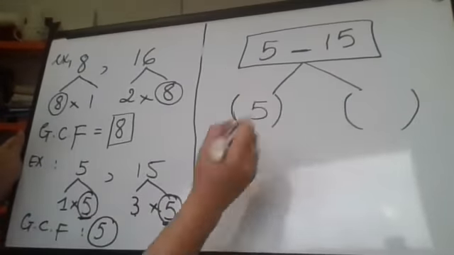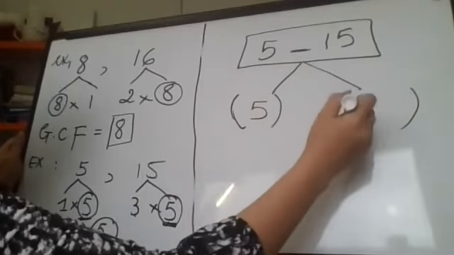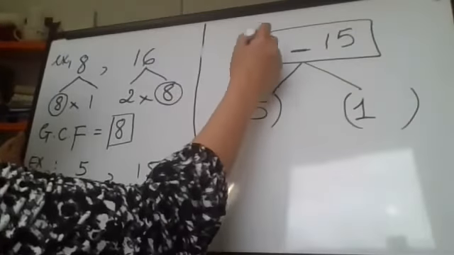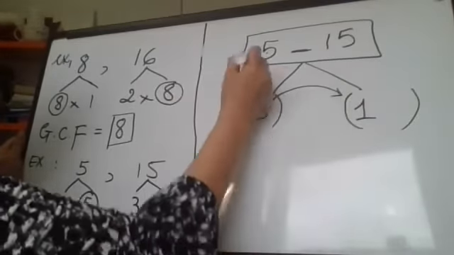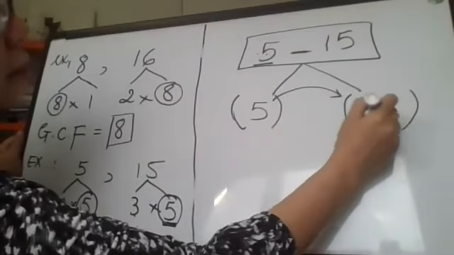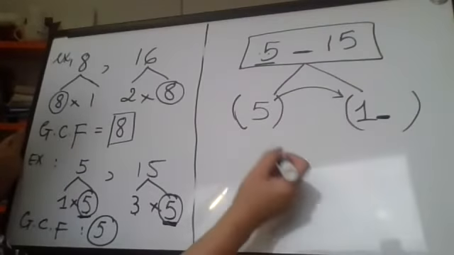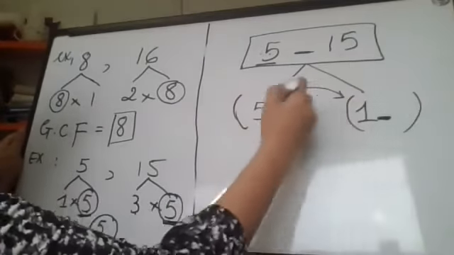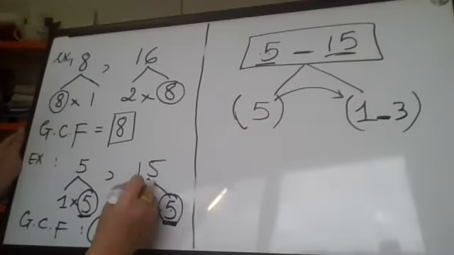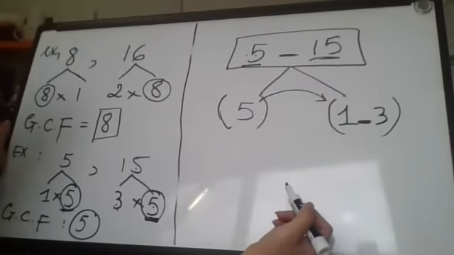So I'm going to put in here 5. Now, what number do I put in here, when I multiply this, I should get back the same 5? Of course, it's 1, right? So 5 times 1 is 5. Now, I'm going to put down the negative sign, because this is negative. And what number do I put in here to multiply with 5 to get 15? Of course, number 3, right? 3 times 5 is 15. So this is how the factoring works.